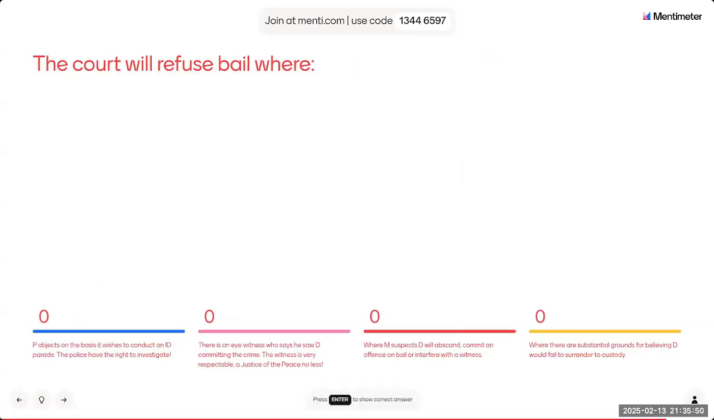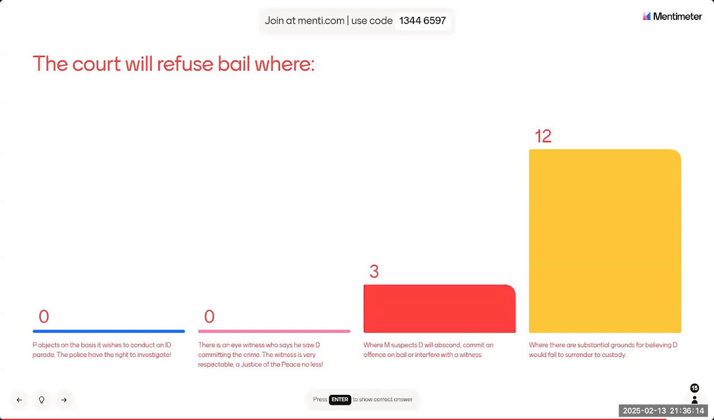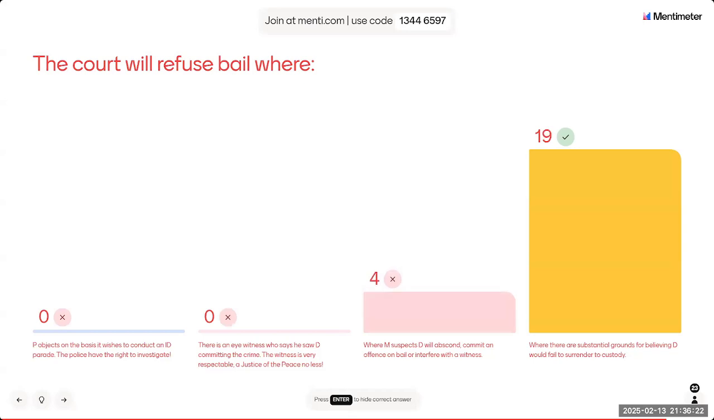The court will refuse bail where prosecution objects on the basis of an ID parade. They have the right to investigate. There's an eyewitness who says he saw the defendant committing the crime. The witness is very respectable, a justice of the peace. The court will also refuse bail where the magistrate suspects the defendant will abscond, commit an offense on bail, or interfere with a witness, or where there are substantial grounds for believing he would fail to surrender to custody. Not just the magistrate's suspicion, obviously. The test is substantial grounds for believing that he will fail to answer the bail, commit an offense, and so on.